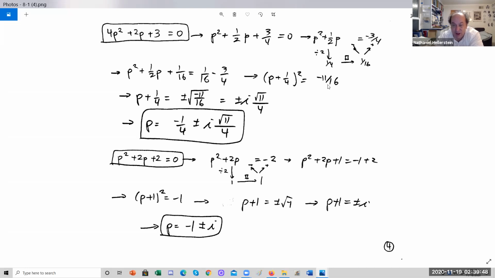Now here's where we take square roots. We get p plus 1/4 is plus or minus the square root of negative 11/16. Now the square root of this negative is i. That's why we had this whole complex numbers thing in the previous section. So it's plus or minus i times root 11 over root 16, which is 4. p plus 1/4 equals plus or minus i root 11 over 4. Then you subtract 1/4 from both sides and get p equals negative 1/4 plus or minus i times root 11 over 4. These are the two solutions of this quadratic, and these are two complex number solutions.